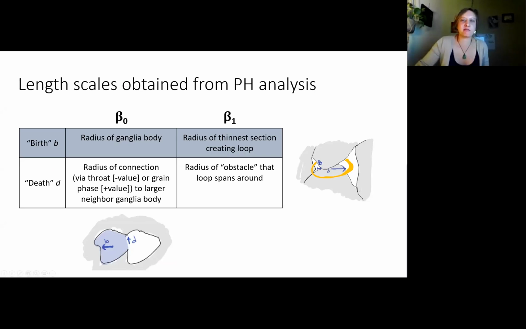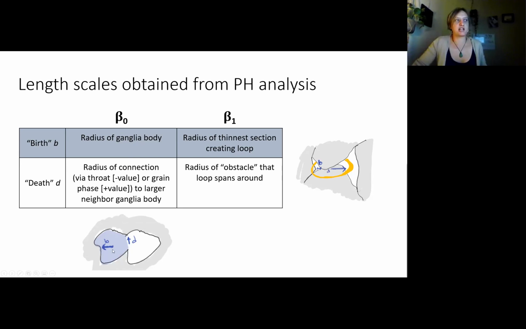Right, so we end up with 2 critical length values for every topological feature. Again, these are the birth and the death values of these features. For a Betti 0 feature, the birth value is equivalent to the size of the ganglia body. When I say size, I mean the radius of the equivalent maximal inscribed sphere of the ganglia body. And then the death value is the distance that's required for that body to connect to a larger ganglia neighbor.